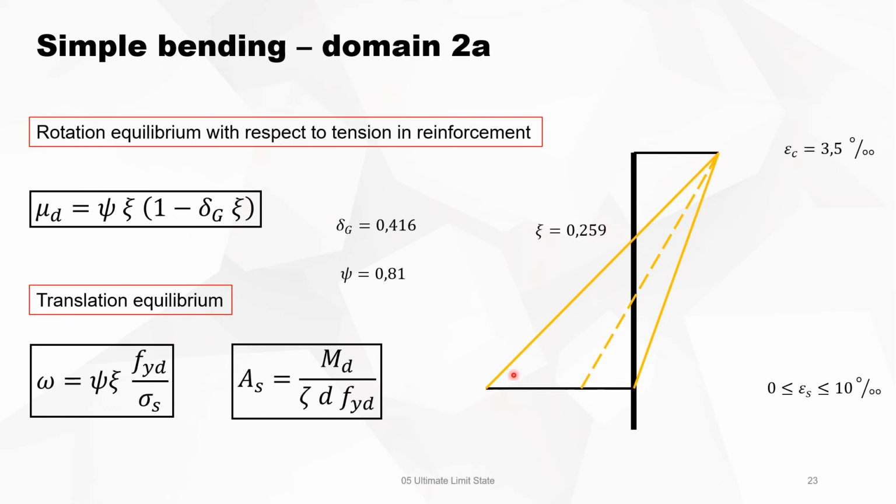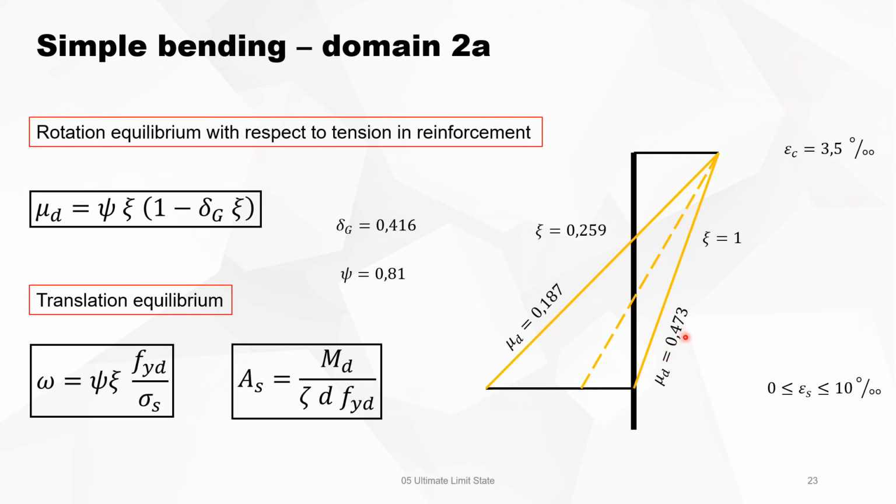The left border is with the neutral axis at a depth of 0.259. The reduced bending moment is 0.187. The right border, it's simple, x equals d, so xi is 1, and mu d is 0.473.